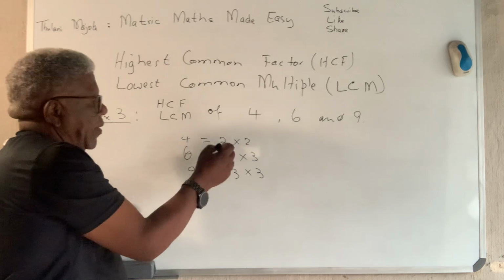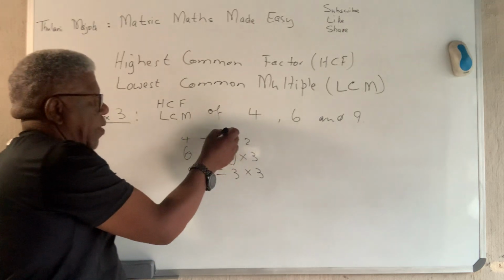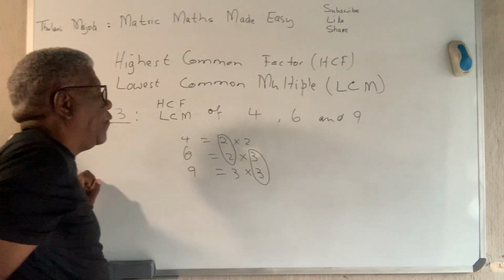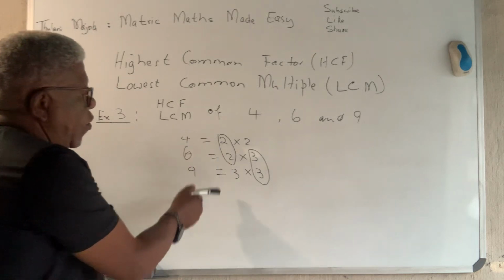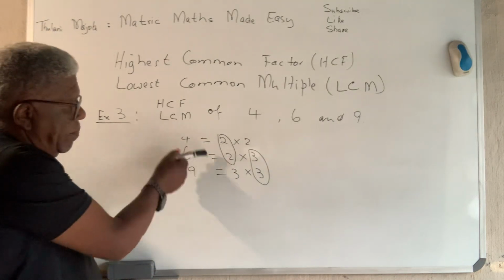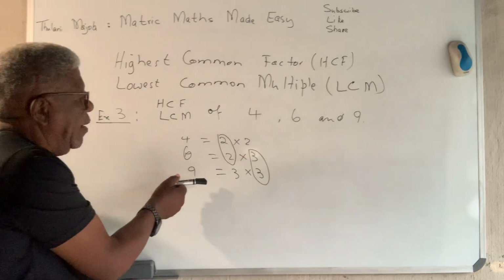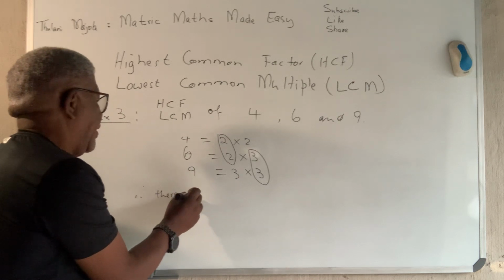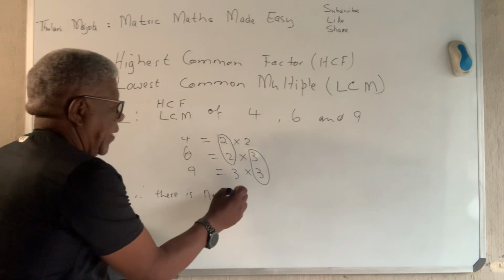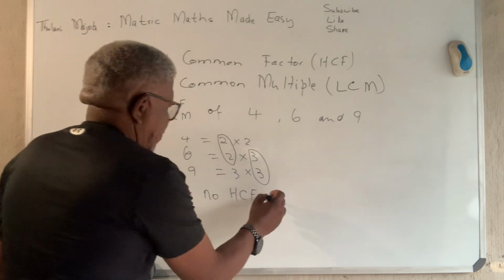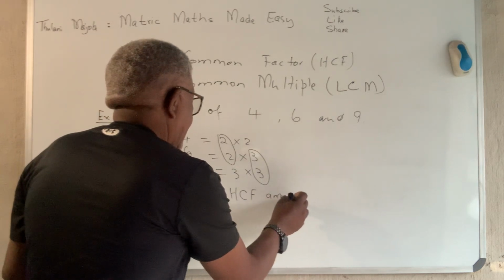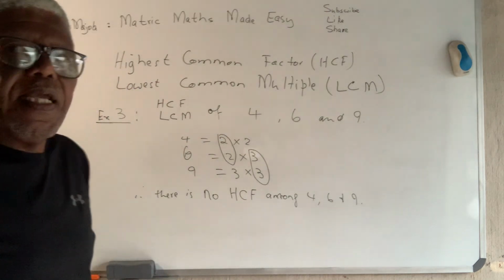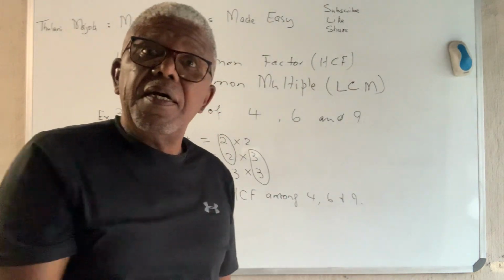And then we look for common factor, so we put 2, but there's no 2 in 9. We put 3, but there's no 3 in 4. So you see there's no common factor between 4, 6, and 9. Therefore there is no common factor, so we say there is no highest common factor among 4, 6, and 9. So it's not always the case that we'll have a common factor among numbers.